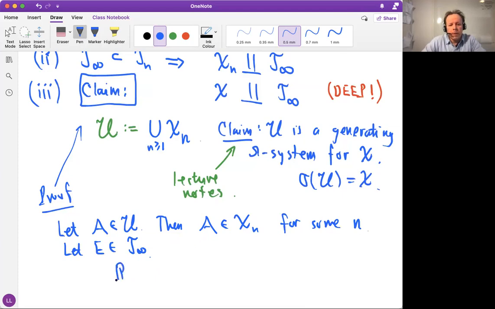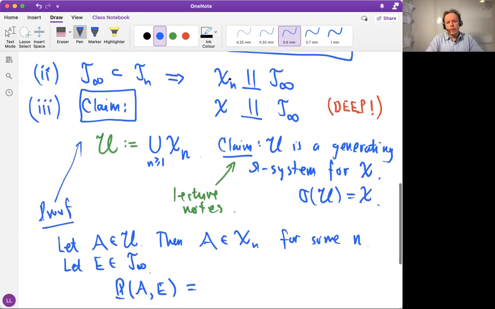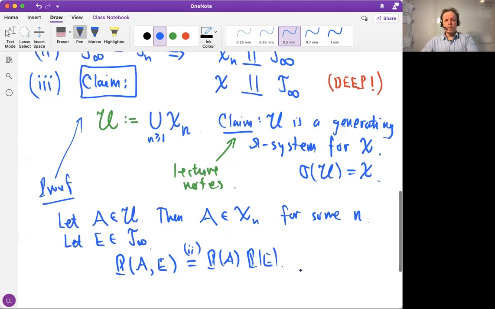Well, then we can calculate the probability that A occurs and this tail event E occurs. What can we say about this joint event? Because A belongs to X_n, E belongs to T_infinity, and by part 2, X_n and T_infinity are independent, so then this factorizes: P(A) P(E). And this is now true for every A in this pi system, every E in this pi system.